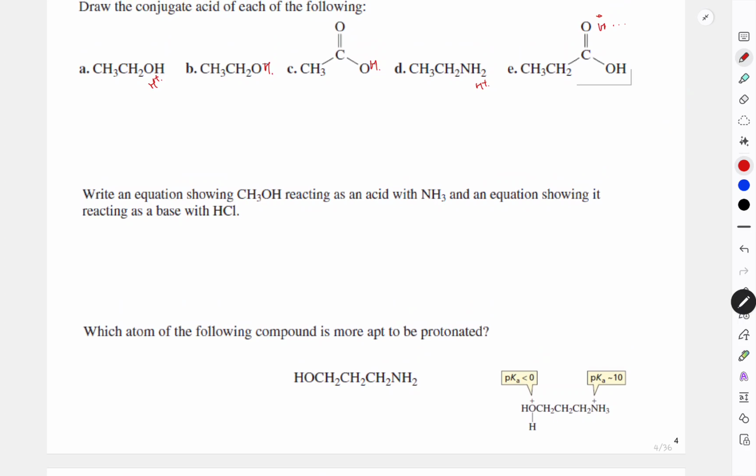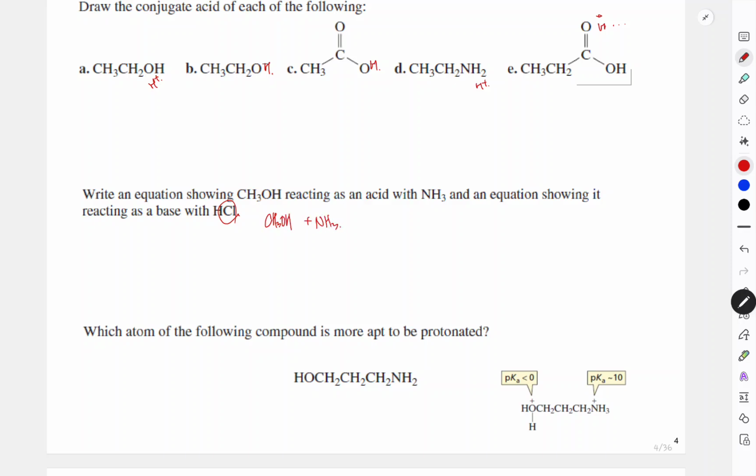Right? And write an equation showing methanol serving as an acid, reacting with an amine, right? And also an equation showing methanol reacting as a base with HCl. Right? So I'm pretty much sure you guys all can solve this one.